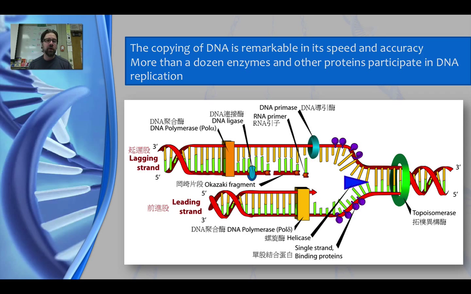Before we start zeroing in on those, I do want to just mention that the copying of the DNA is remarkable in its speed and accuracy. 12 to 15 different enzymes are in play during the major process of copying it. This picture is even more complicated because there are even more players than you saw just one slide ago. So again, we'll go through and take a look at each one of these and find out what their function is.